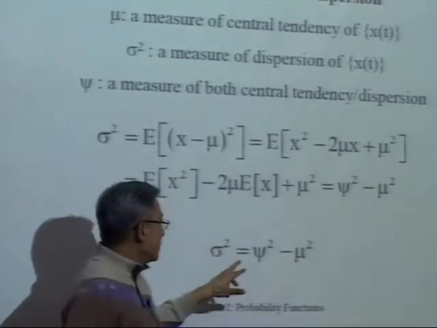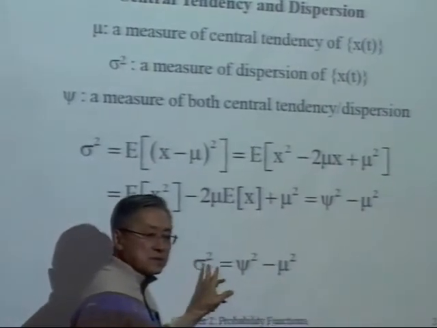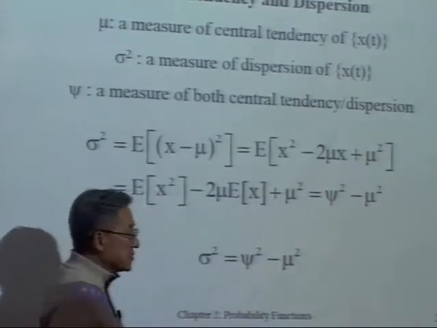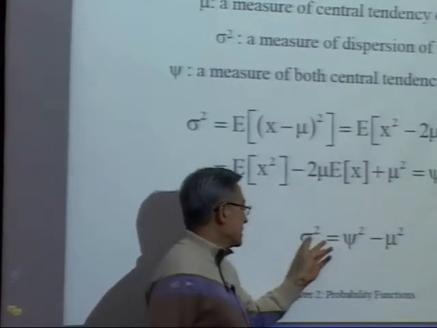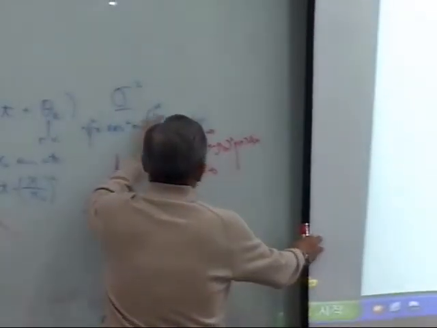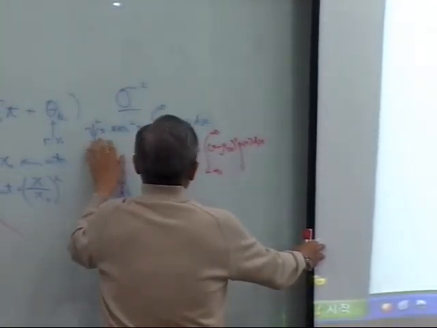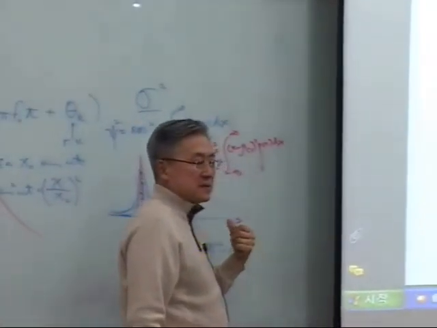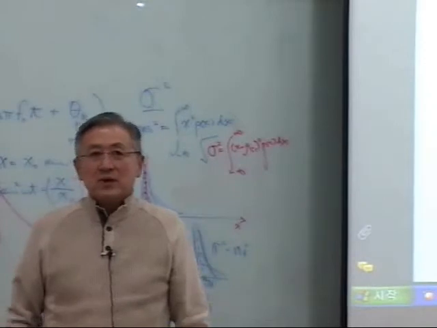So if you know psi and mu, then you know sigma. If you know 2 out of 3, then you can compute the other. Of course, naturally, psi and sigma have that representation, right? This is psi square. This guy is sigma square. Don't memorize it, but don't forget the relations.